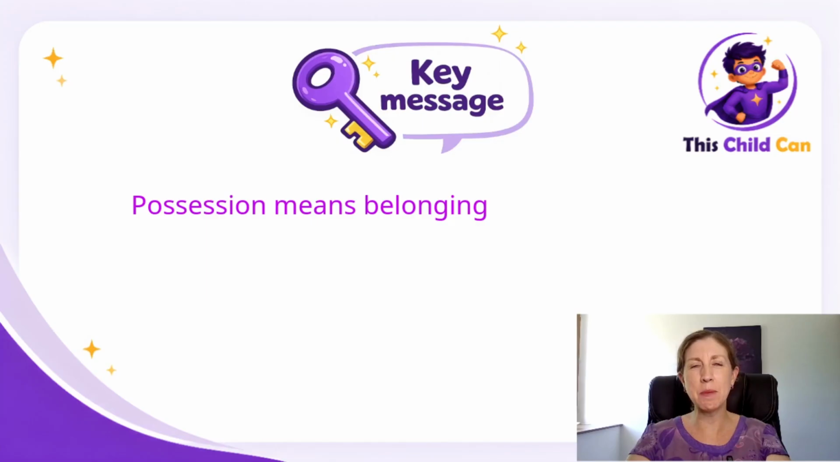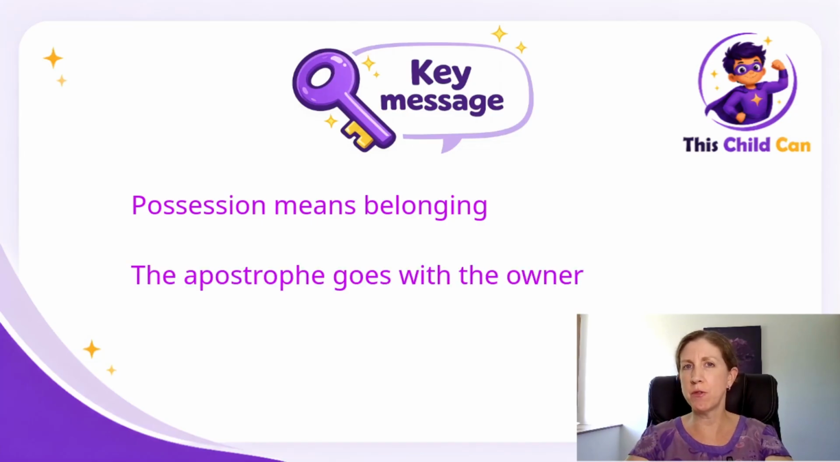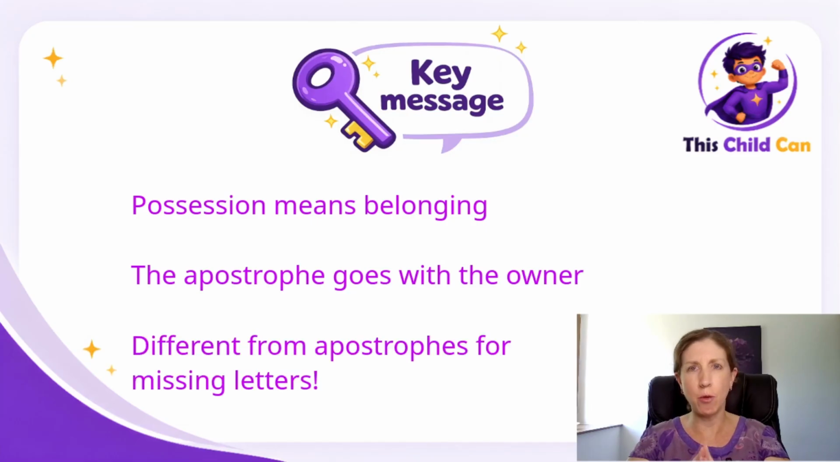So we've learnt today that possession means belonging. You should start by saying, who does the item belong to? The apostrophe then goes with the owner. And remember, this is very different from apostrophes for missing letters.